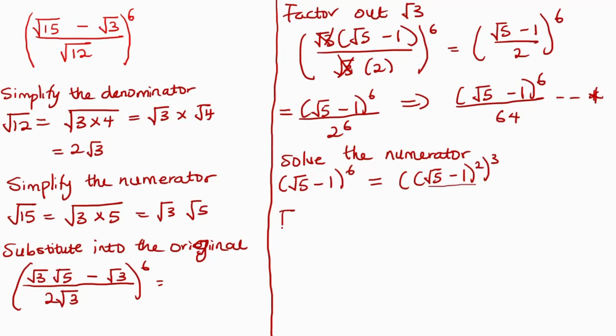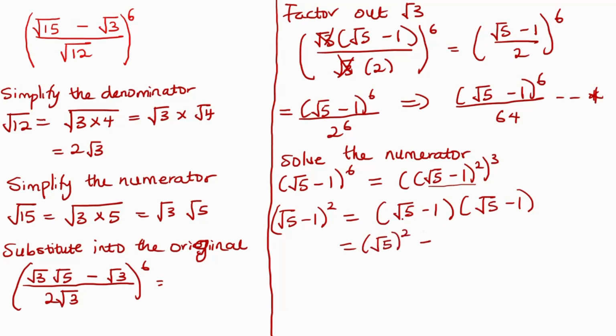So we have that root 5 minus 1 all squared. Expanding this, we have root 5 minus 1 all into root 5 minus 1. So let's expand this. We have root 5 multiply root 5, we have root 5 squared, minus root 5 multiply 1 is root 5, minus 1 multiply root 5 is minus root 5, and minus 1 multiply minus 1 is plus 1. So we have 5 minus root 5 minus root 5 is minus 2 root 5, plus 1. So 5 plus 1 is going to give us 6 minus 2 root 5.